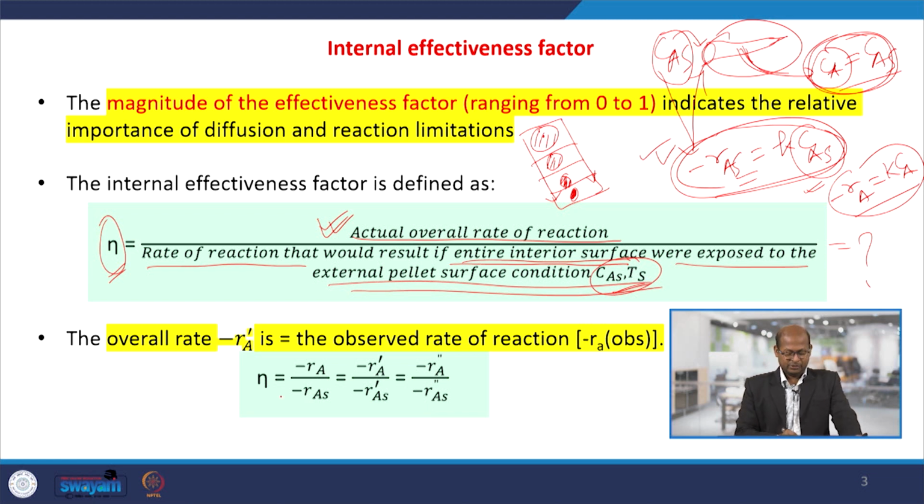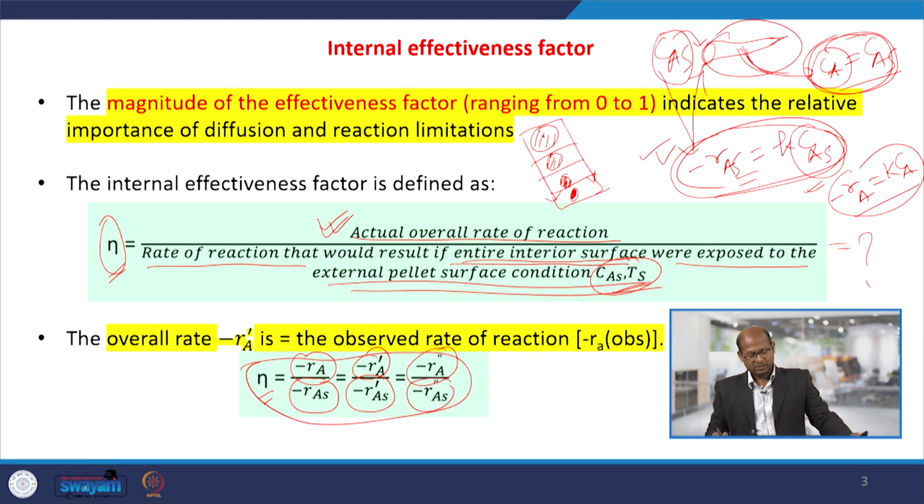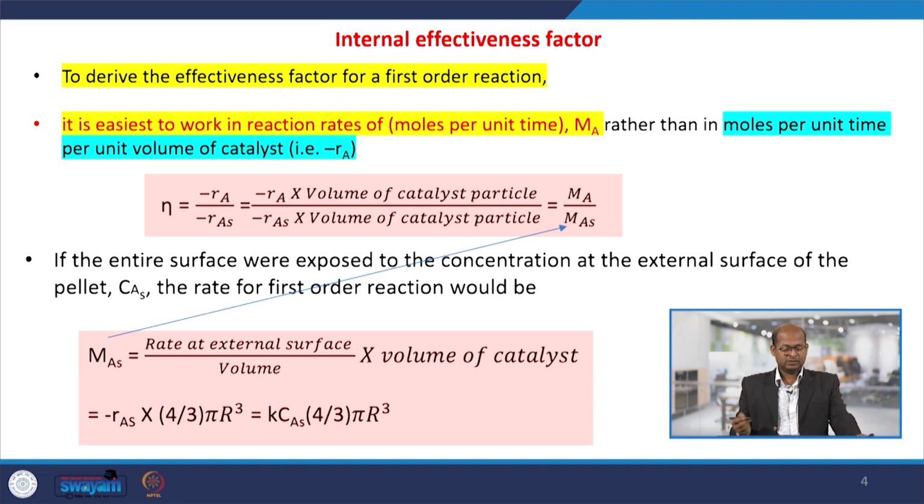So, therefore, the effectiveness factor is related to the Thiele modulus. Eta is expressed as minus R A by minus R A S, or minus R A prime by minus R A prime S. So, this is actually a ratio of two different rates. We usually express the effectiveness factor as the ratio of two different rates, and the rates are usually expressed per unit volume.